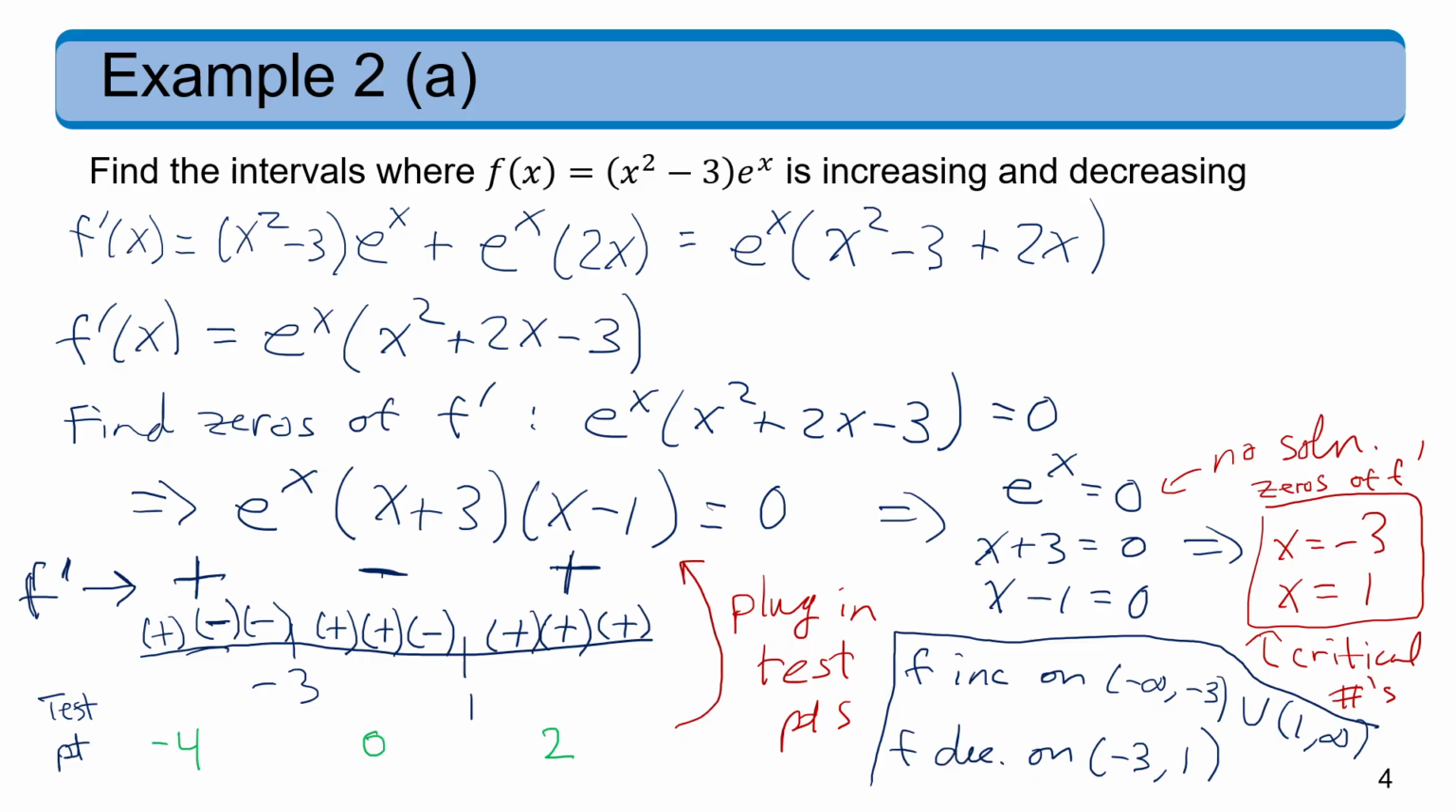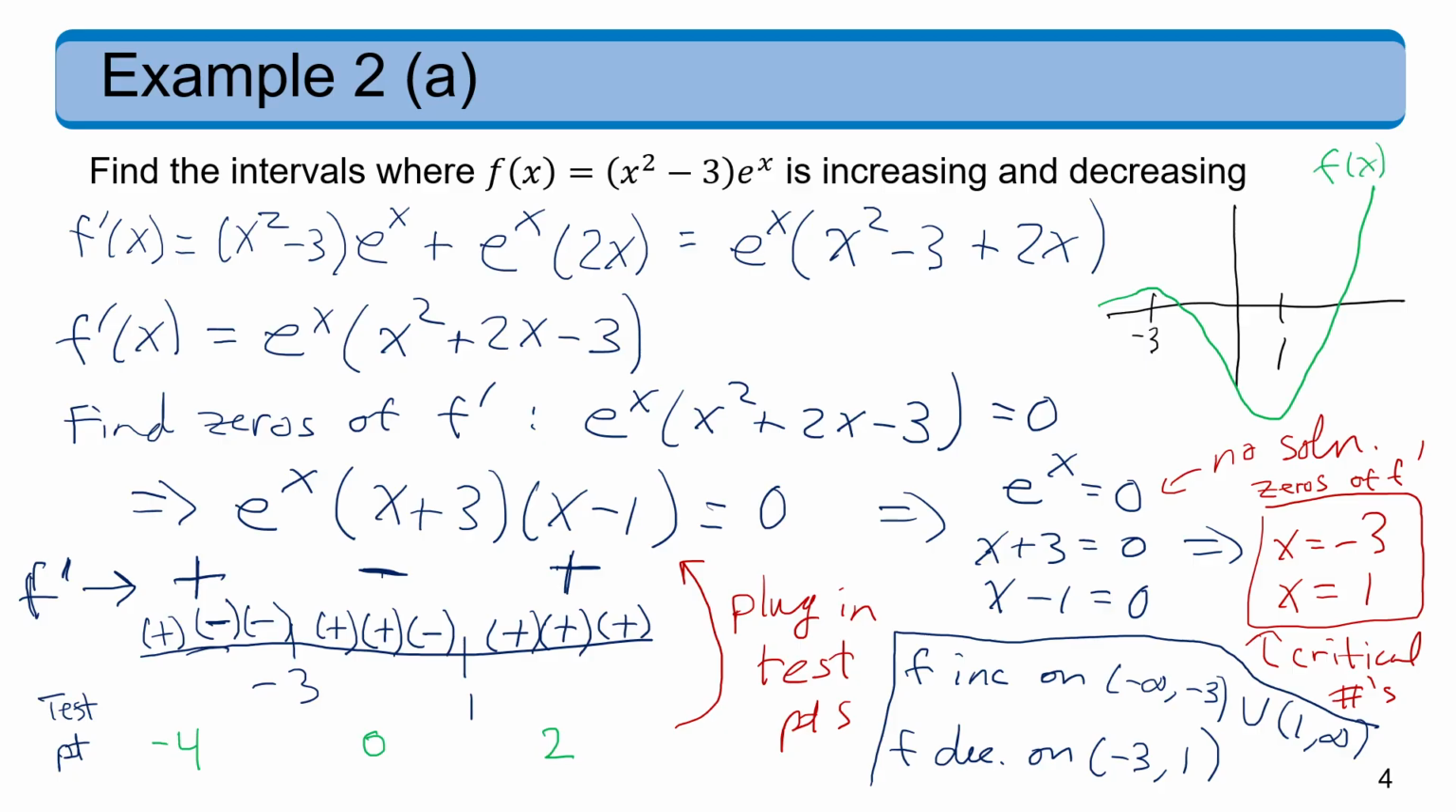So last thing before we leave, if you used a calculator or computer to graph this function, you would see it looks something like this. Here's -3, here's 1, and the curve, try to get it as precise as I can. Something like this. This is what this function looks like.